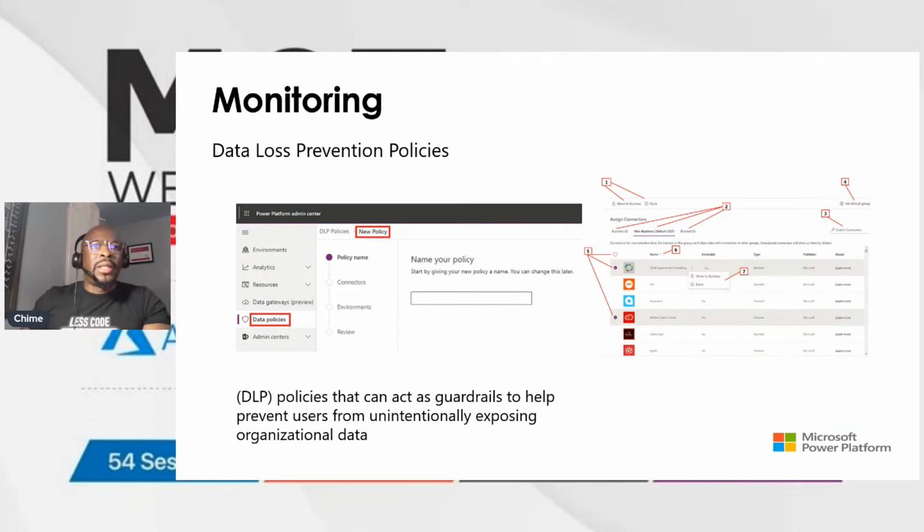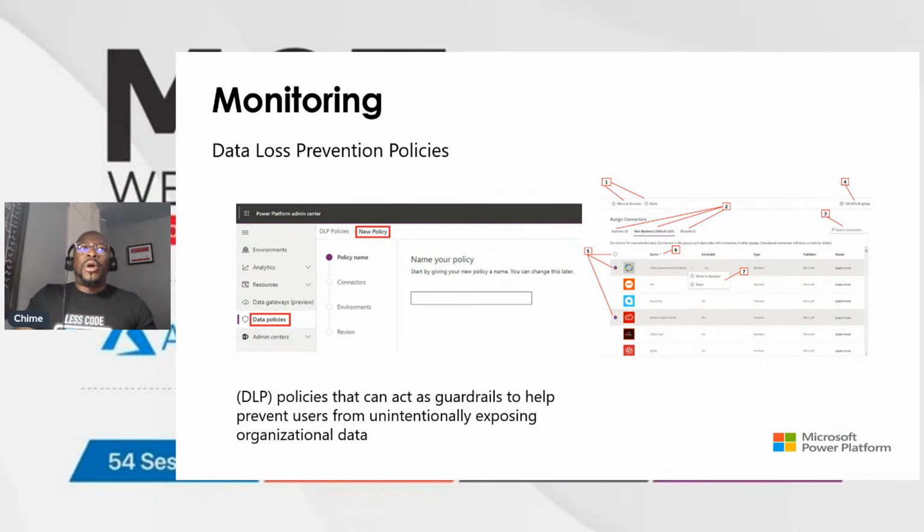I haven't got any policy, but you simply come in here and start by giving your policy a name. Basically, you're trying to assign connectors based on business and non-business, and you also have the ability to block certain applications that you don't want people to have access to, if it's a business priority.